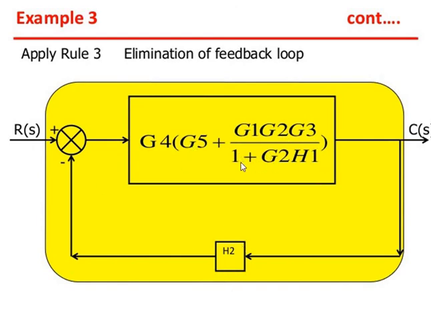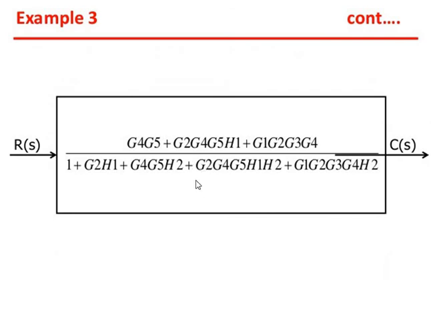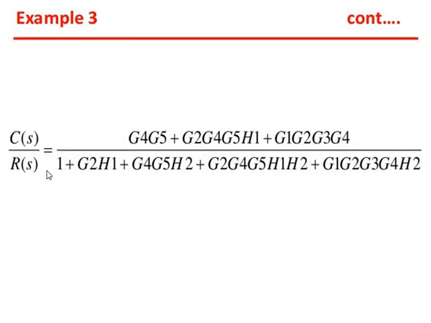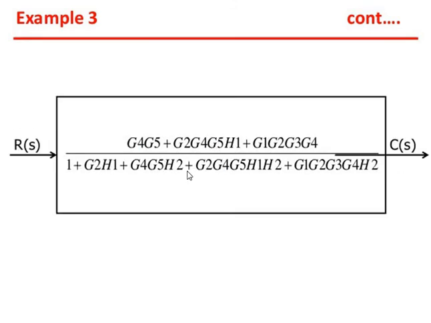Now this is the feedback path element, so apply rule 3 to eliminate the feedback path element H2. So here it is minus, so we put the plus: this block divided by 1 plus H2 into this block, so it becomes this. So output C(s) by R(s) equals the gain. C(s) by R(s) equals the gain as it is.